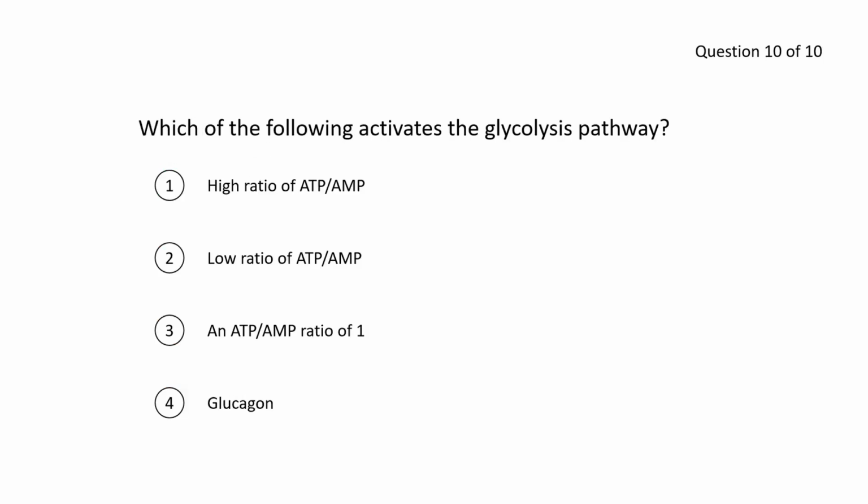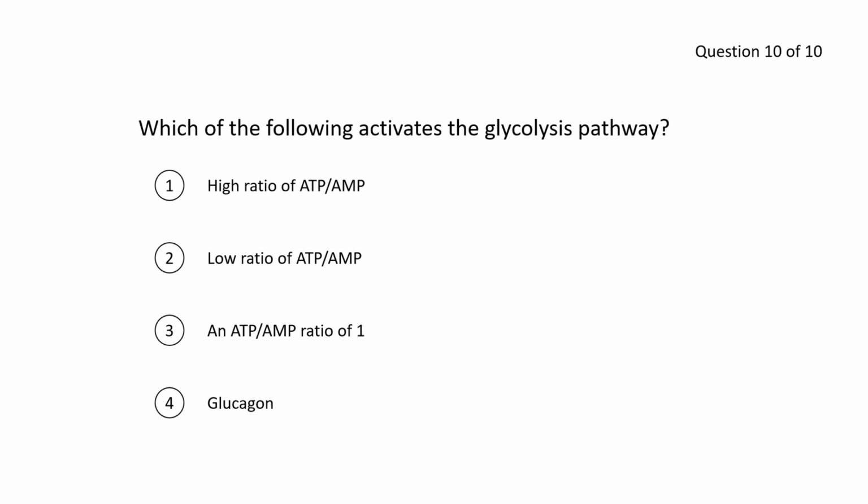Lastly, question 10. Which of the following activates the glycolysis pathway? So a high ratio of ATP to AMP means you have a lot of ATP, and low AMP, which shouldn't activate the pathway because ATP inhibits PFK1, so it wouldn't make sense. It's not 1. Low ratio of ATP to AMP, that would make sense because low amounts of ATP would not inhibit PFK1, and high amounts of AMP would activate it, so you would have glycolysis active. An ATP to AMP ratio of 1 does not make sense.